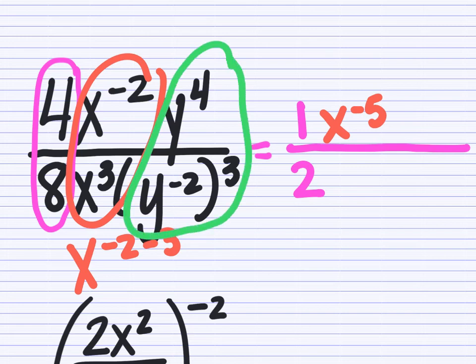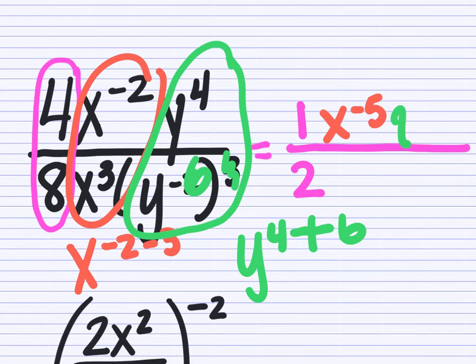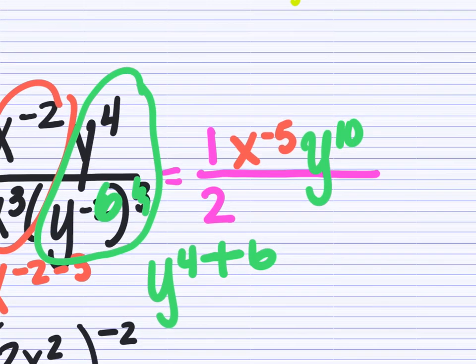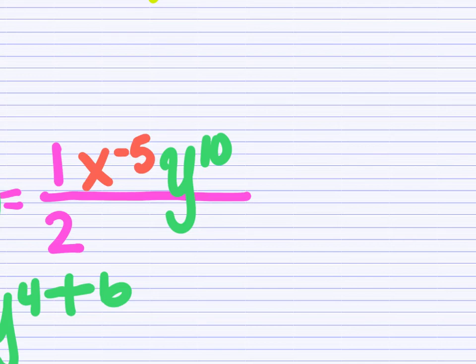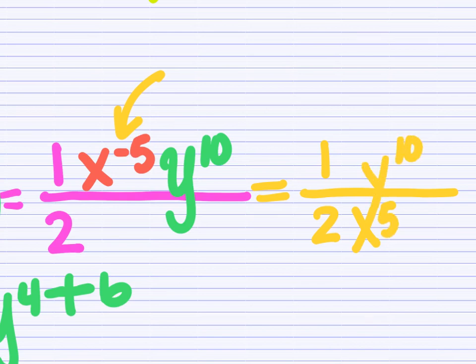simplified. Here you have y to the 4th over y to the negative 2 raised to the 3rd power. So this becomes y to the negative 6. So now, that will go away. We're going to subtract, so y to the 4th minus a negative 6. That turns positive. So you get y to the 10th. Now, I can simplify one more time, recognizing that x to the 5th has to move to the bottom, and the y to the 10th will stay up top.